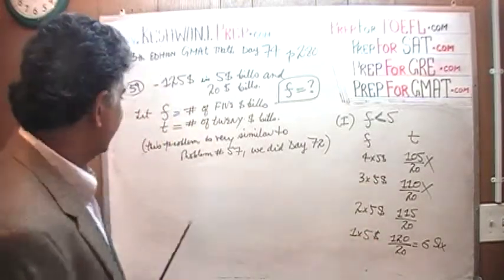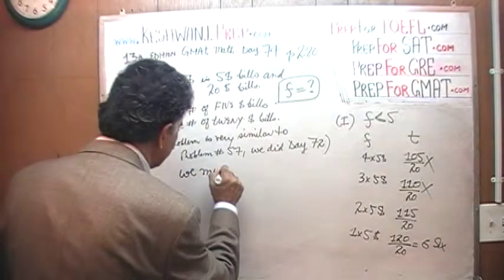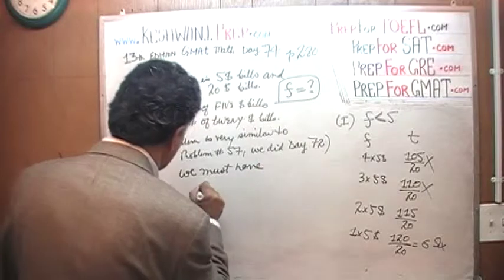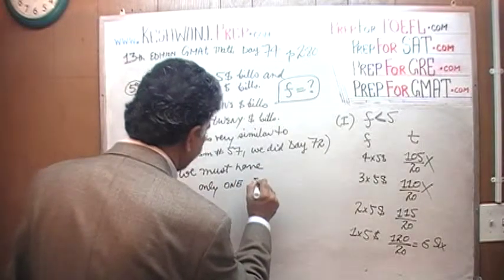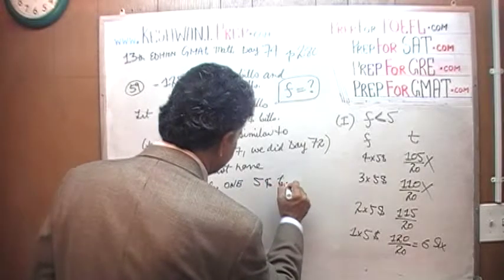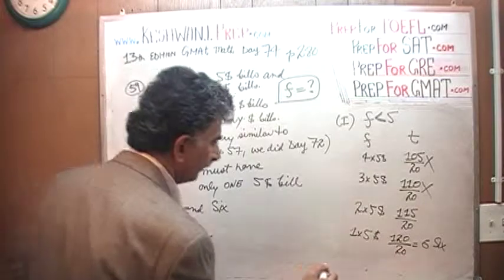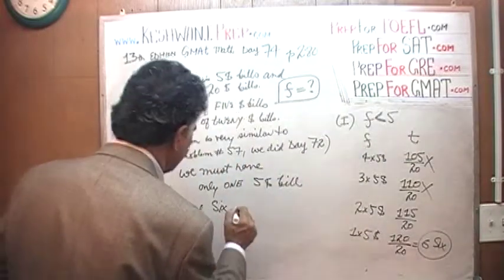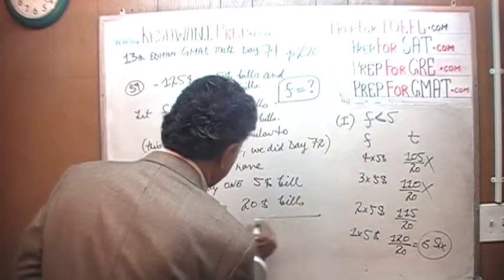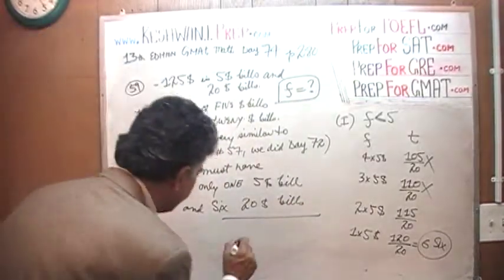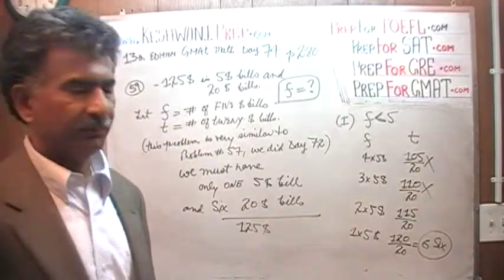We must have only 1 $5 bill, and we must have 6 $20 bills, making it a grand total of $125. Voila, what do you know? This was an interesting question.